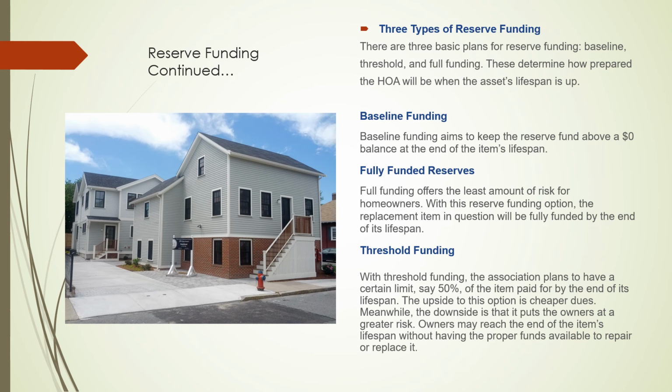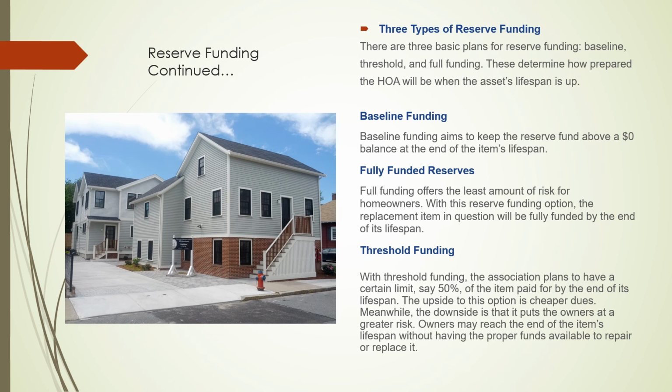There are 3 basic plans for reserve funding: baseline, threshold, and full funding. These determine how prepared the HOA will be when the asset's lifespan is up. Baseline funding. Baseline funding aims to keep the reserve fund above a zero balance at the end of the item's lifespan. Fully funded reserves. Full funding offers the least amount of risk for homeowners. With this reserve funding option, the replacement of an item in question will be fully funded by the end of its lifespan.